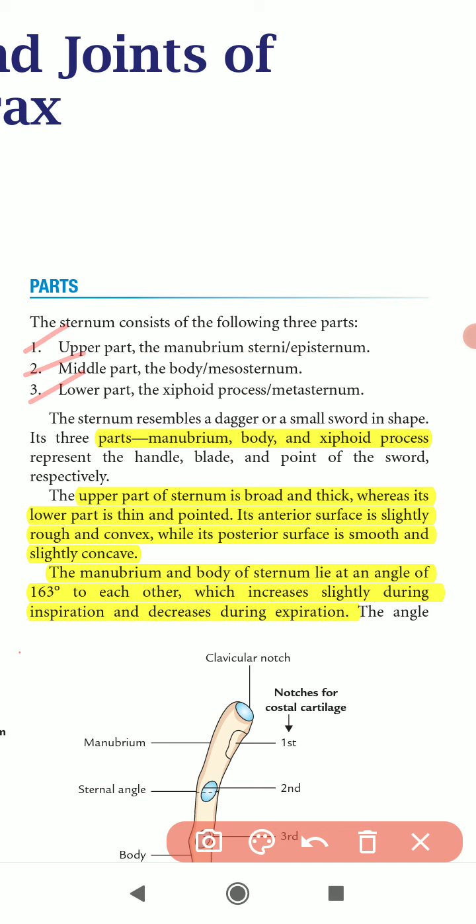Before going to each and every part, just have a look at the general features of the sternum. The upper part of the sternum is broad and thick, but the lower part is thin and pointed, and the anterior surface is slightly rough and convex. If you feel the anterior surface, it will be rough and convex, but the posterior surface is smooth and slightly concave. Let's see from the picture.